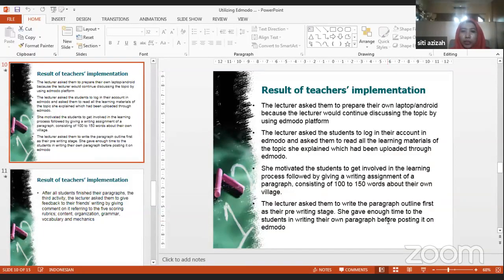And I motivated the students to get involved in the learning process, followed by giving a writing assignment of a paragraph consisting of 100 to 150 words. Then I asked them to write the paragraph outline first. Yeah, this is the step of the interpreting stage. I asked them to write the outlines, and of course, I gave enough time to the students in writing their own paragraph before posting it on Edmodo.